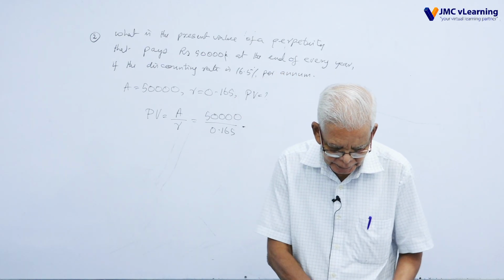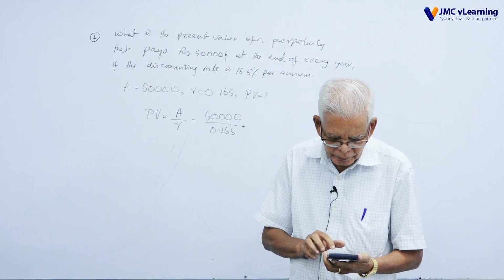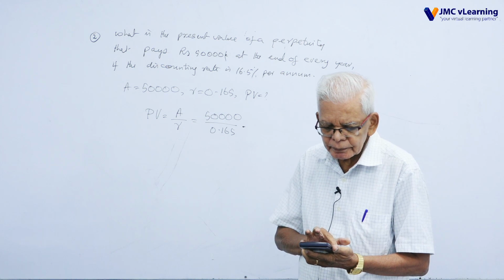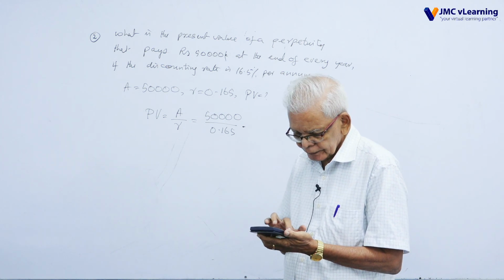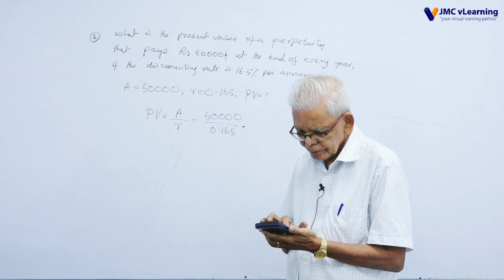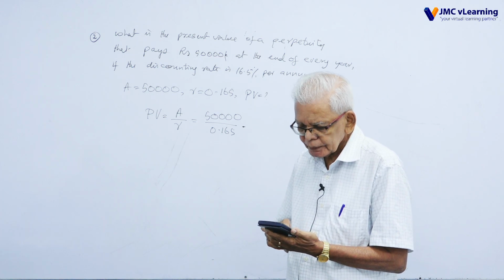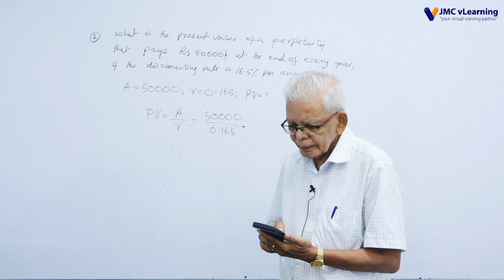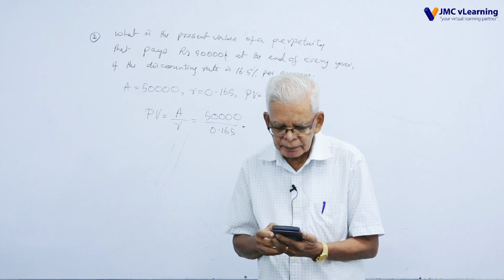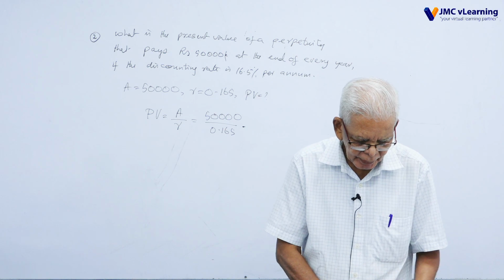What is the answer here? 50,000 divided by 0.165. 303,030 rupees and 30 cents, right?